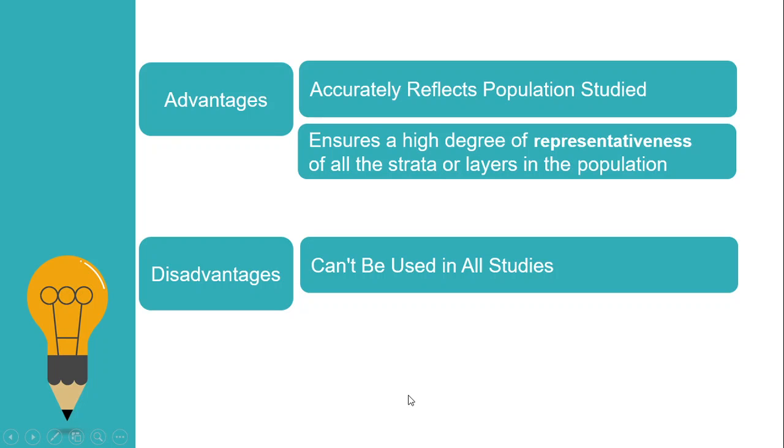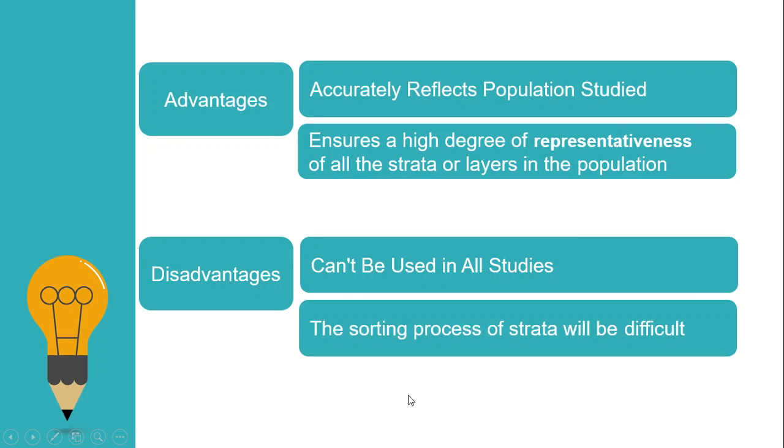Whenever we are using this technique, where you want to include people from all the different layers, then we must use this kind of sampling technique. The sorting process into strata will be difficult. It will be difficult to make different layers and different strata in our population.